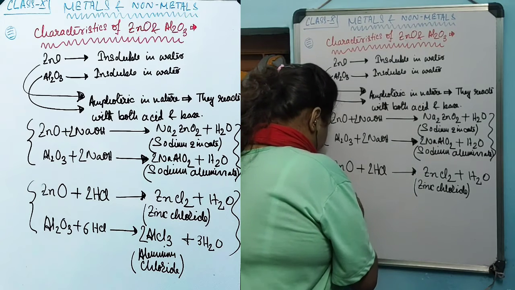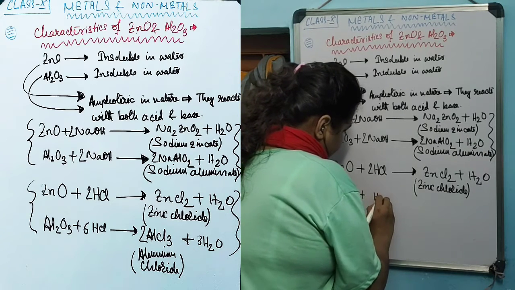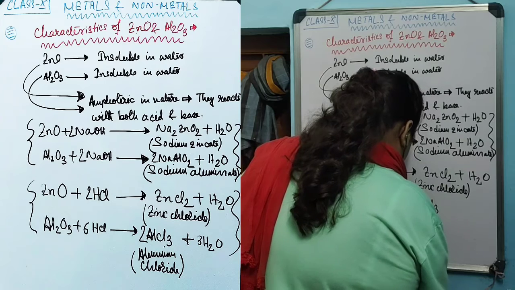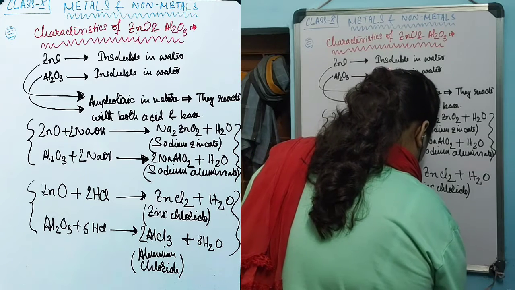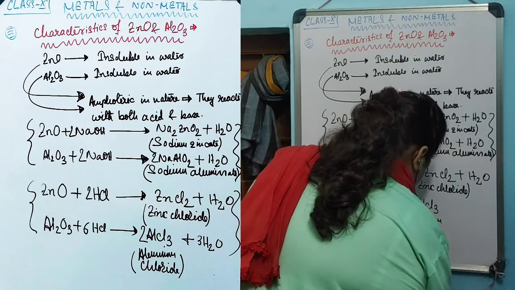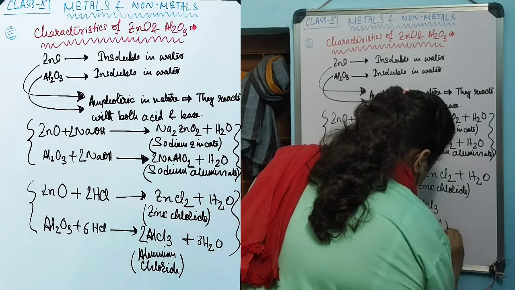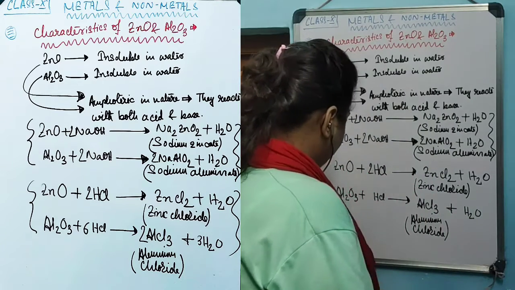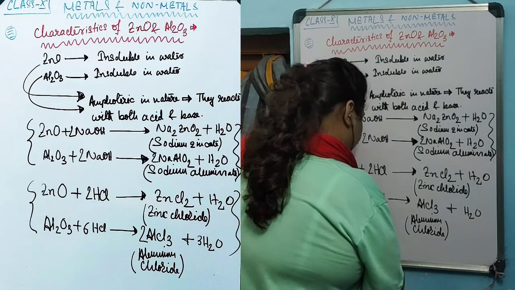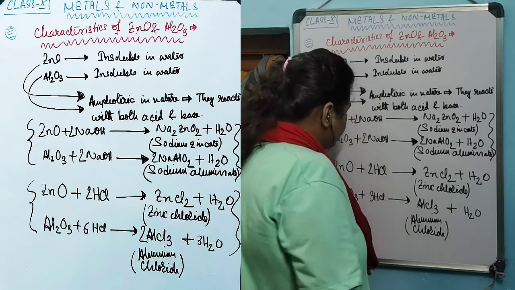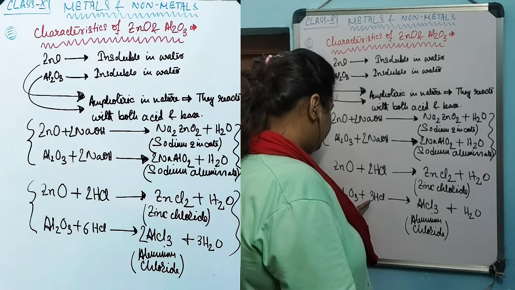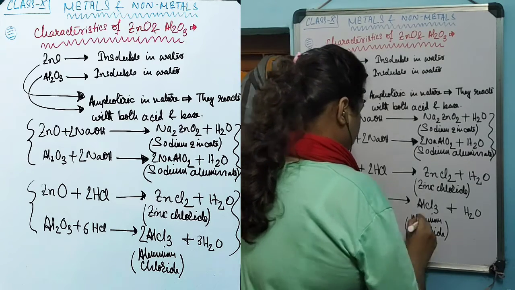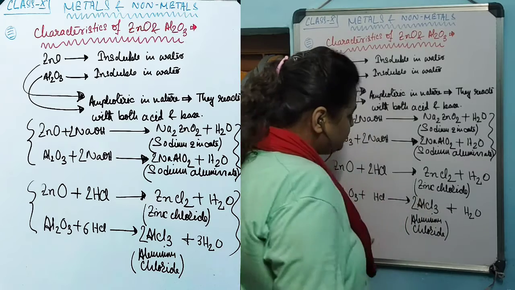This reaction can also be seen when aluminium oxide reacts with HCl, producing aluminium chloride, AlCl3, along with water. To balance this, I am going to multiply HCl by 3 on the left hand side. To balance aluminium, let's multiply AlCl3 by 2.